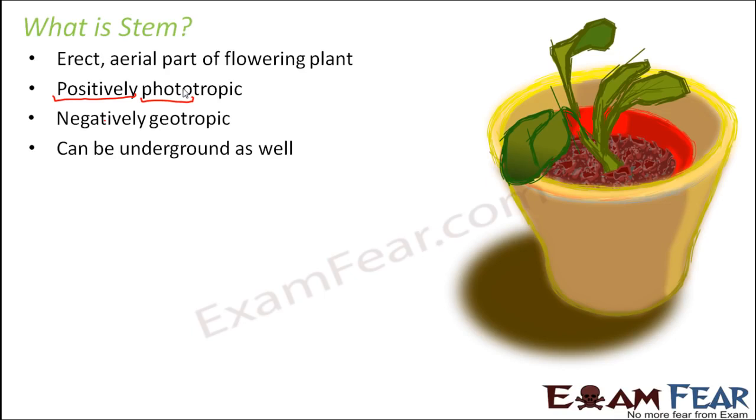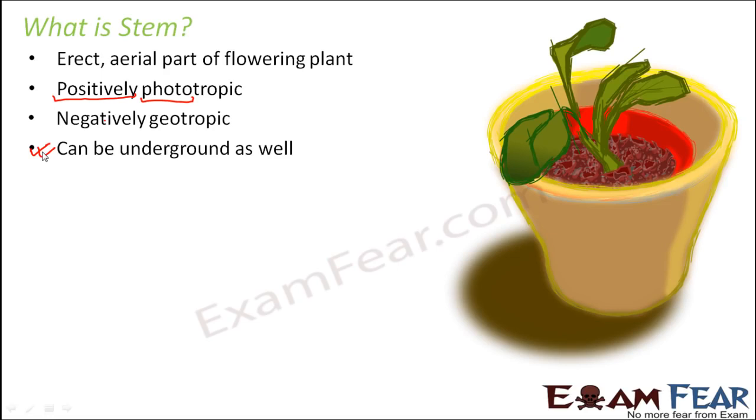They can be underground as well. Again, this is a very important point to note. Like how we spoke about roots, that even though most of the roots are underground, there are roots which can be aerial as well. So similarly, in case of stem also, it is not necessary that every time stem has to be aerial. There are some stems in some plants where they can be underground as well. So underground stems also exist.